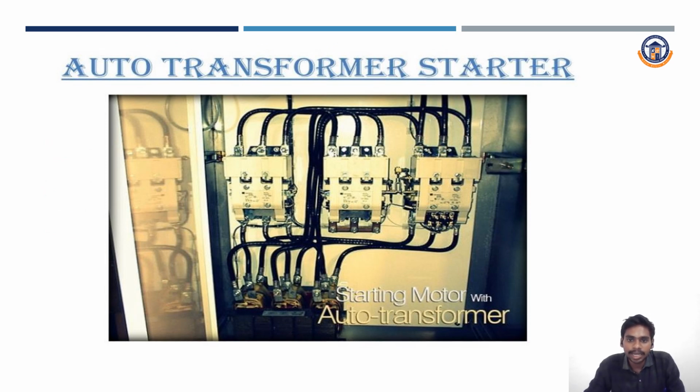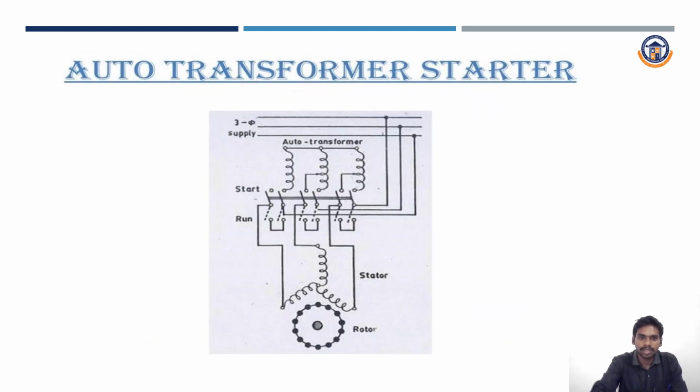This is the auto transformer starter, that is the three-phase supply: R phase, Y phase and B phase. These will be contacts. This is the three-phase auto transformer starter circuit diagram. The three-phase supply is connected to the R phase, Y phase and B phase. This is the auto transformer winding. The transformer changes the supply from one circuit to another circuit without changing frequency. This is the starting coil. This is the run coil.